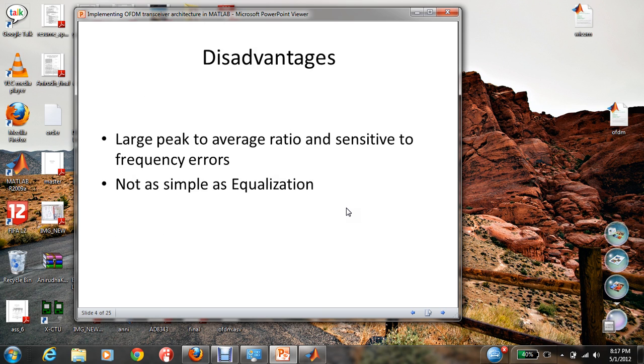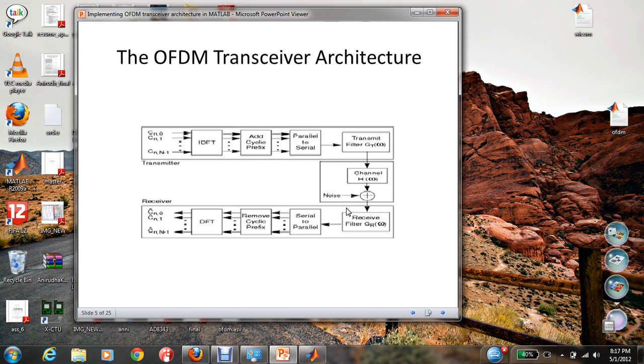The disadvantages of the OFDM concept are that it has a very large dynamic range, that is, a very large peak to average power ratio, and it is also sensitive to frequency errors. And as I said, equalization would have been much simpler to implement, so OFDM is a bit complicated compared to equalization. This is how an OFDM transceiver architecture looks like.